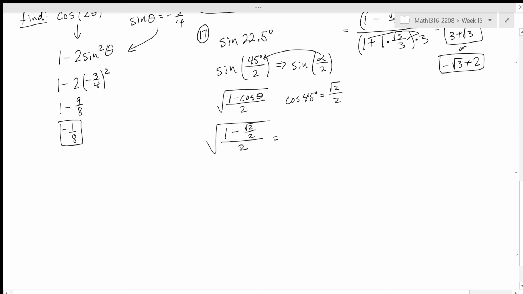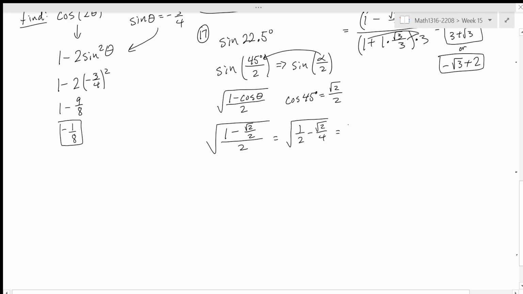All right, let's see if we can do that. Divided by 2, divided by 2. That's going to be the square root of 1/2 minus square root of 2 over 4. Y'all see what I did there? I did the over 2 for both of these. 1 over 2 and this over 2 gives me 1/2, and then 2 and 2 make 4.